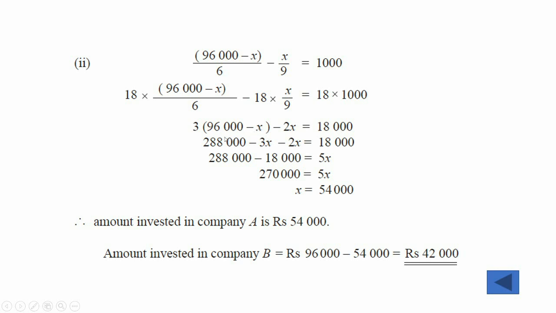Then if you remove the brackets, you get these values. Solving this, you get 5X, then bring the other side, plus 5X. Bringing the 18,000 to the other side, the final answer is 5X equals 270,000. To find X, divide by 5, X equals 54,000. So the amount invested in company A is 54,000. The amount invested in company B is 96,000 minus 54,000, which is 42,000.